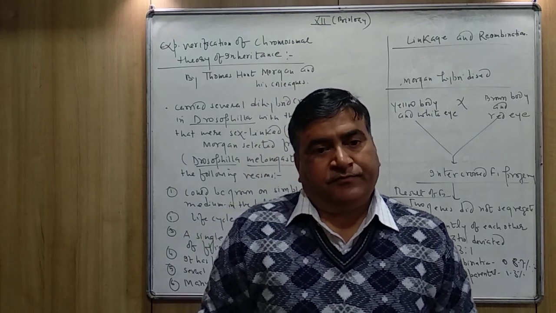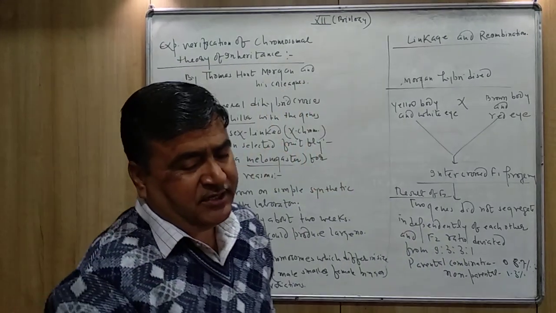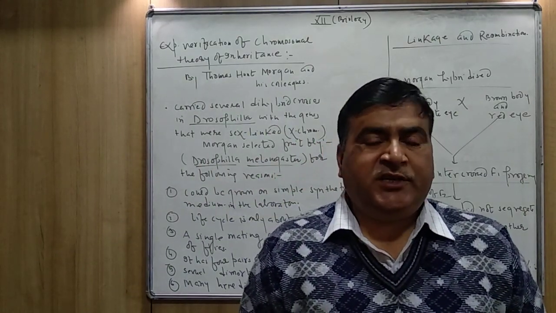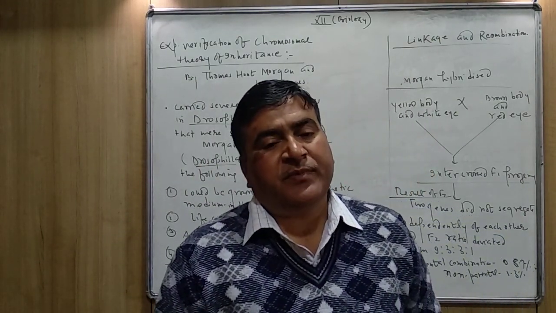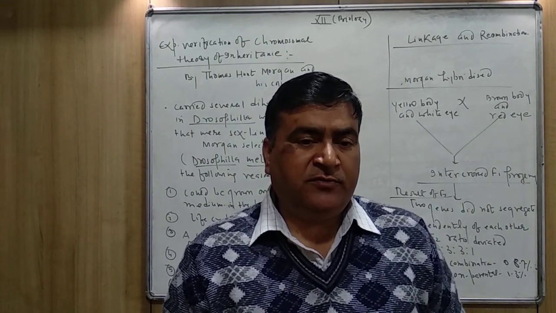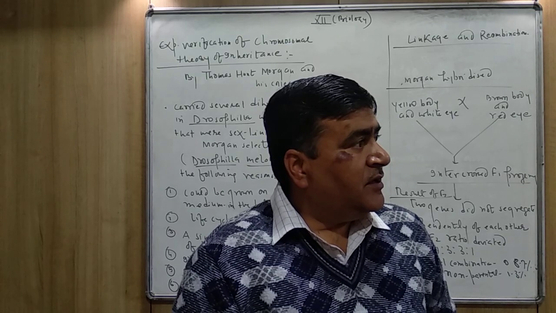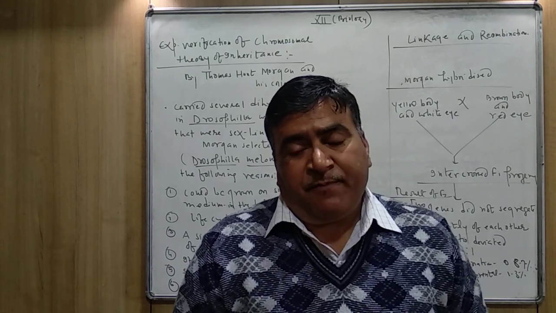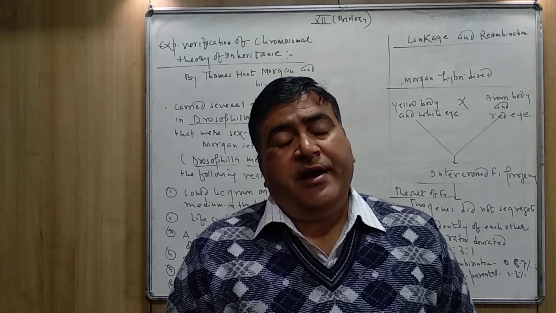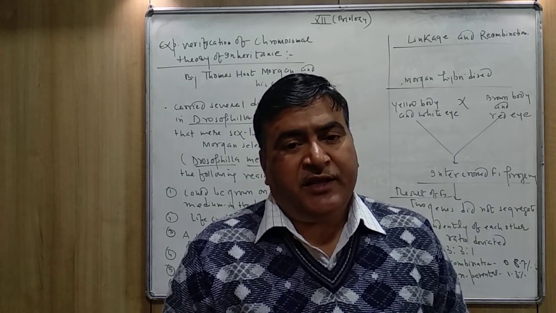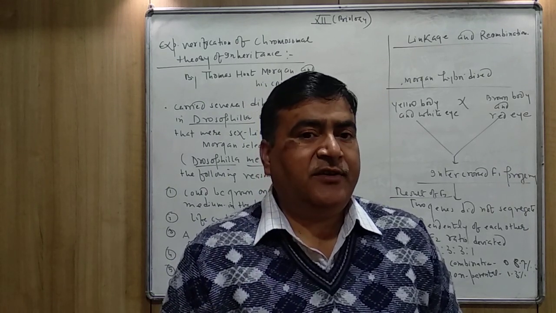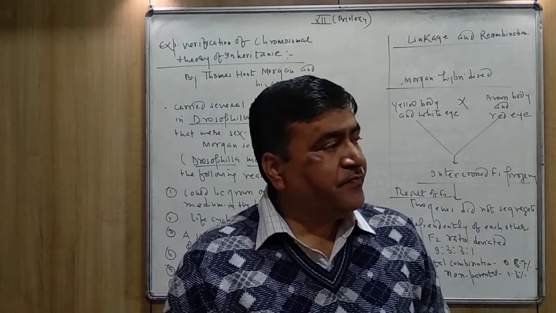Hello everyone. In the last lesson, we discussed the chromosomal theory of inheritance, in which I told you how the chromosomes act as the carrier of the genes and how the genes are inherited from one generation to the next along with the chromosomes.